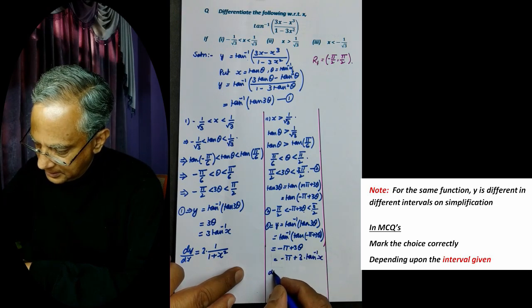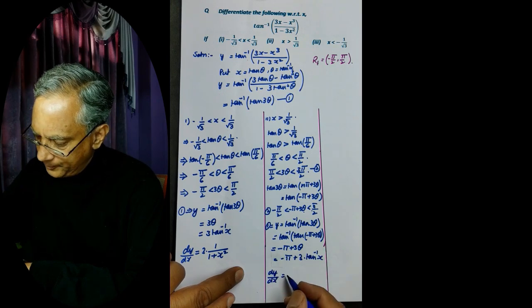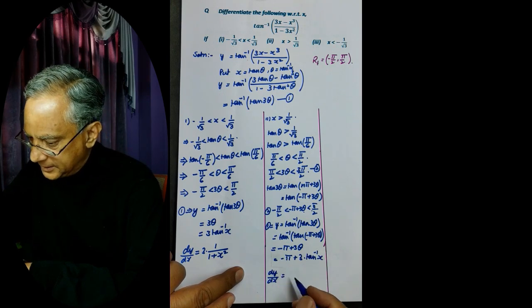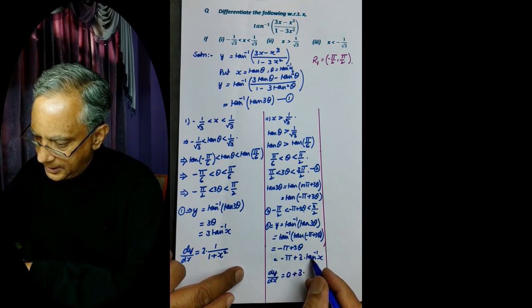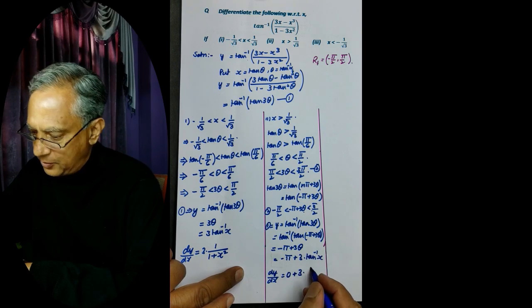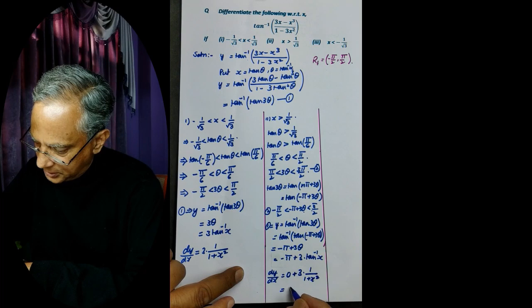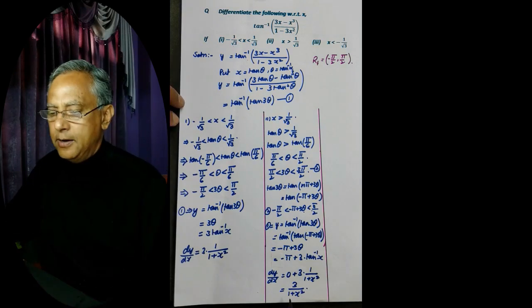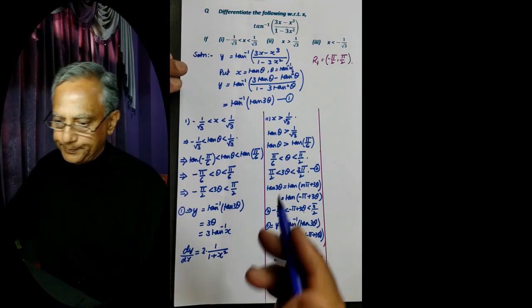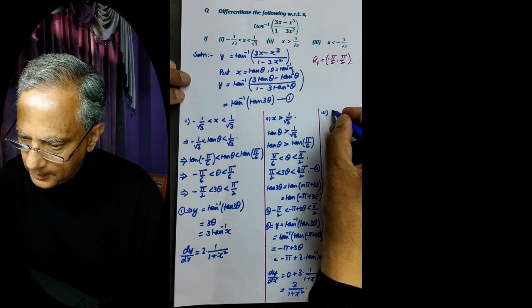So this implies dy by dx is the differential of minus pi. This is constant, so the differential is 0. 0 plus 3 into tan inverse x. The differential of tan inverse x is 1 over 1 plus x square. So this is equal to 3 over 1 plus x square. So this is the differentiation.